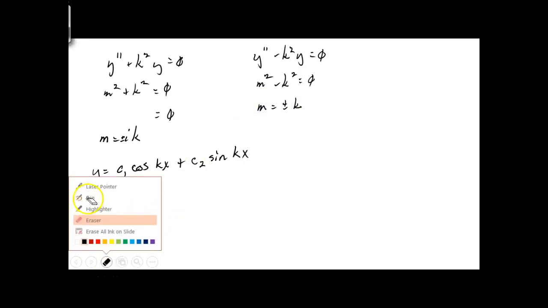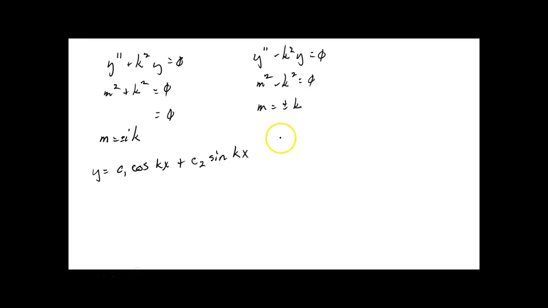Okay? And so therefore, what would your solution be? y equals... there's no imaginary numbers. No, there's no beta. Where did this thing come from? What was your assumption? y is equal to e to the mx. Okay, and what are your m's here? y is equal to c1 e to the m, where m equals plus or minus k.